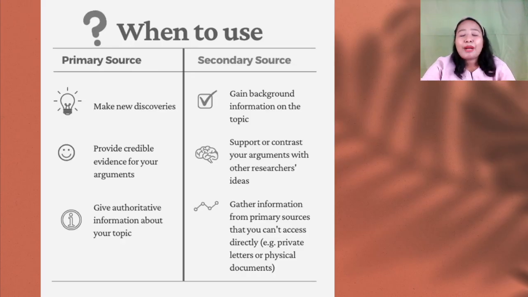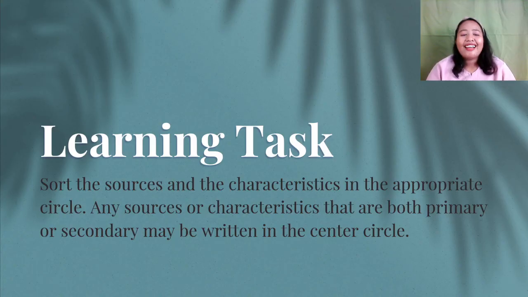So when do we use primary source and secondary source? For primary sources, we use them to make new discoveries, to provide credible evidence for your arguments, and to give authoritative information about your topic. For secondary sources, we use them to gain background information on the topic, to support or contrast your arguments with other researchers' ideas, and to gather information from primary sources that you can't access directly, for example, private letters or physical documents.